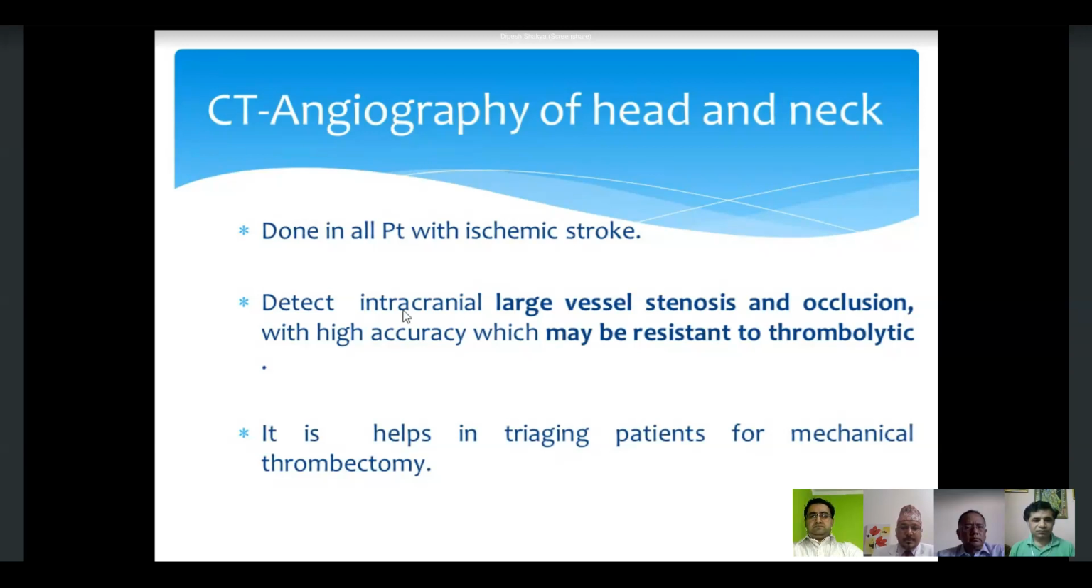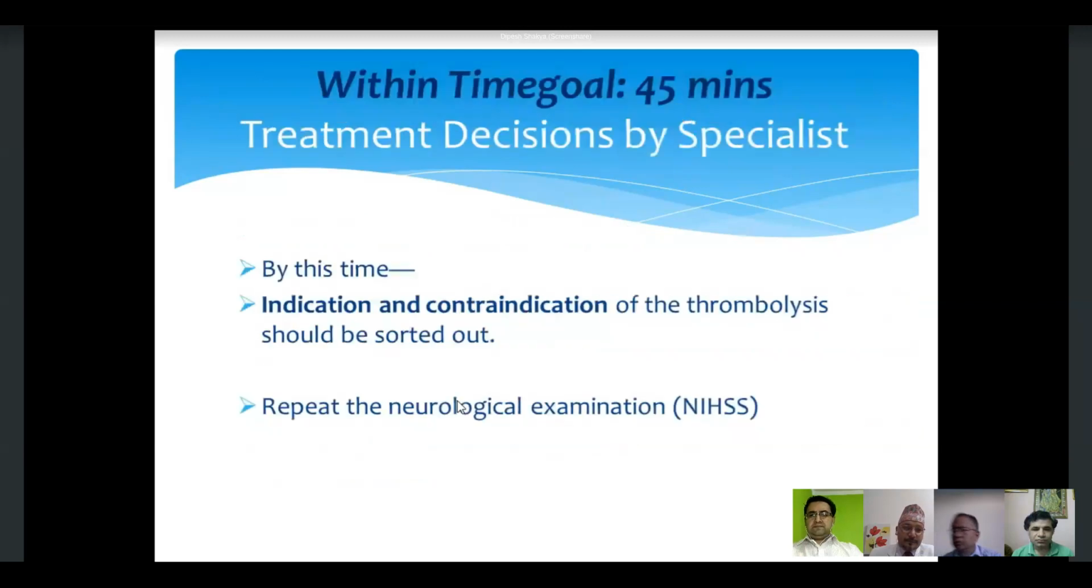CT angio helps to detect intracranial large vessel stenosis and occlusion with high accuracy, which may be resistant to thrombolytic therapy, and helps triaging for mechanical thrombectomy. If there is a large vessel occlusion, these are less responsive to thrombolytic therapy. So patients who have been thrombolysed may go to thrombectomy later on, which will be helped by doing CT angiography. Within the time goal of 45 minutes, the treatment decision should be made by the specialist.